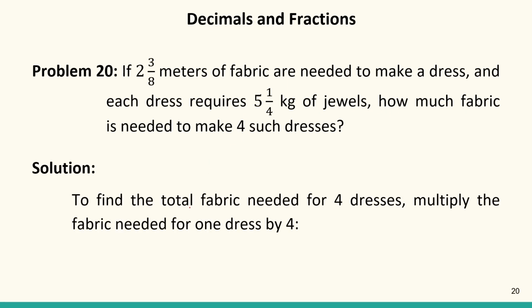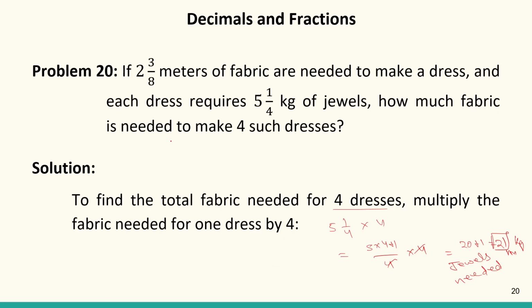So to find the total fabric needed for 4 dresses, multiply the amount needed for 1 dress by 4. So what we have is 5 whole and 1 by 4th kgs. 5 1 by 4 into 4, since we need to calculate the amount for 4 dresses. So this is equal to 5 into 4 plus 1 by 4 into 4, which is 20 plus 1 equals 21. This is the amount of jewels needed.